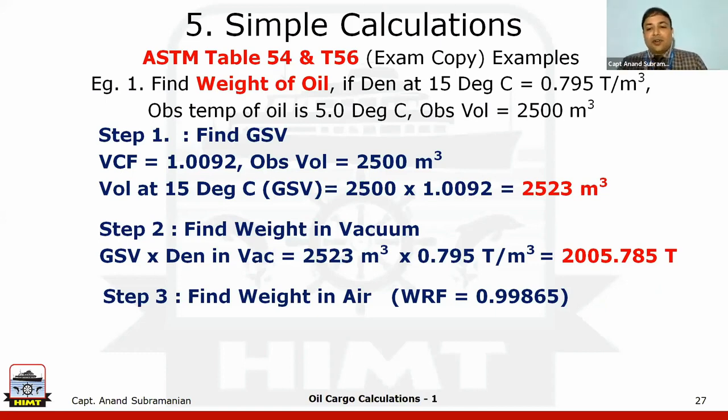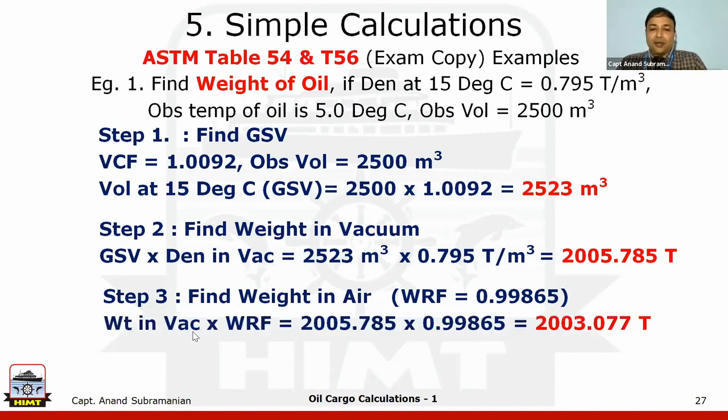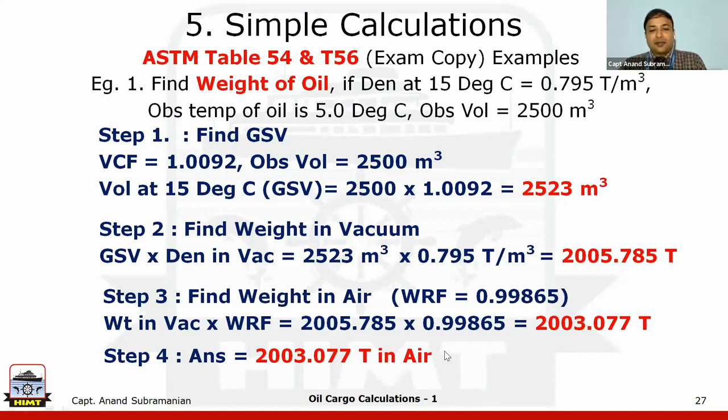In our examples, what we have found out is the WRF, the weight reduction factor, is 0.99865. So what we do is again we multiply the weight in vacuum by this WRF. That is, 2005 decimal 785 into the WRF. The final answer we get is 2003 decimal 077. That is the weight in air. Clear? So the final answer is 2003 decimal 077 tons in air.